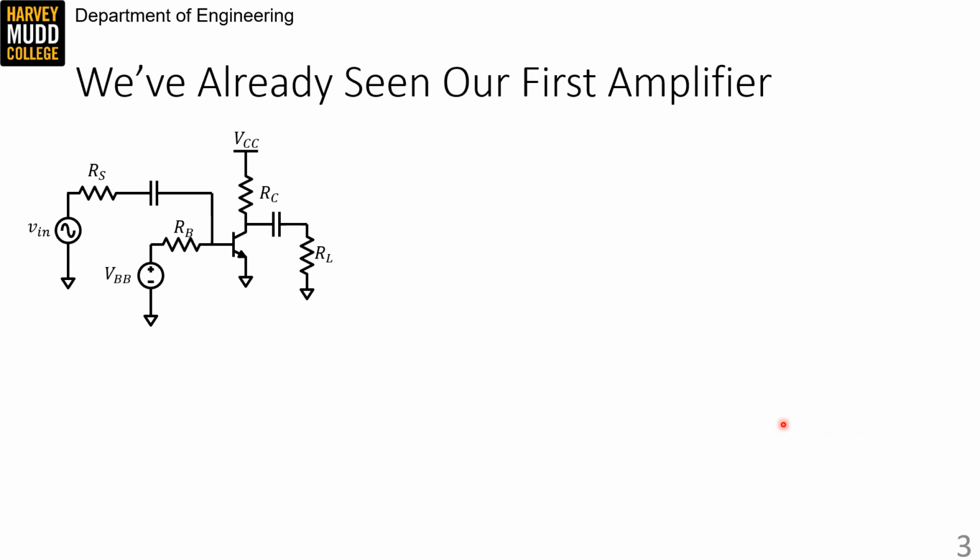It's the same circuit that we studied when we were calculating large signal bias points for BJT circuits, but I've added a small signal input source with a source resistance Rs that's connected to the base through a capacitor. I've also added a load RL that's connected to the collector through a capacitor.